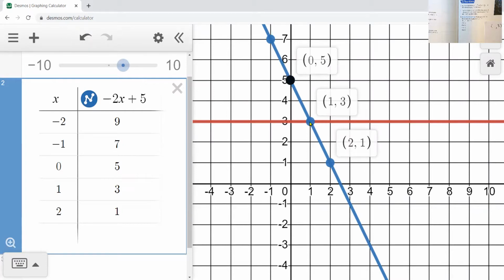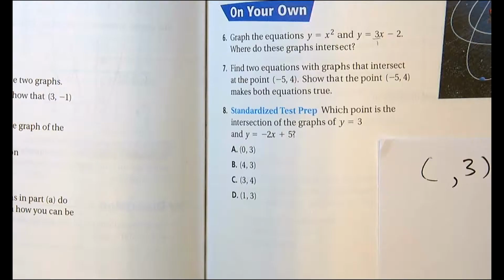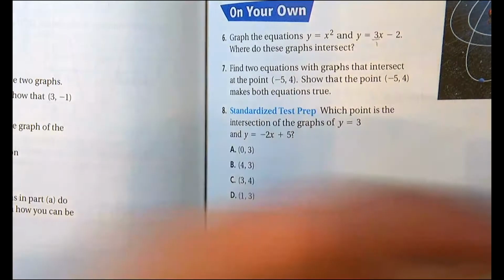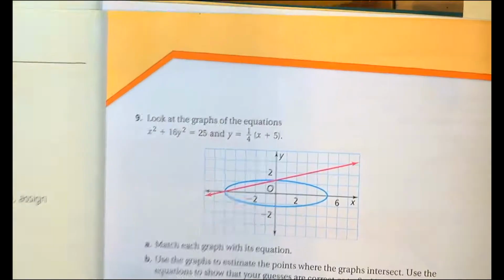But where do the graphs touch? Right there. At 1, 3 is where the lines cross. So that's the intersection, where the roads intersect. Blue has a lot of answers, but the only one where they cross is 1, 3. Okay, and go to the next question, number 9.